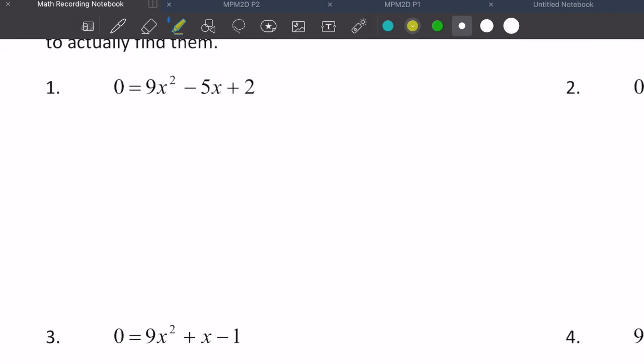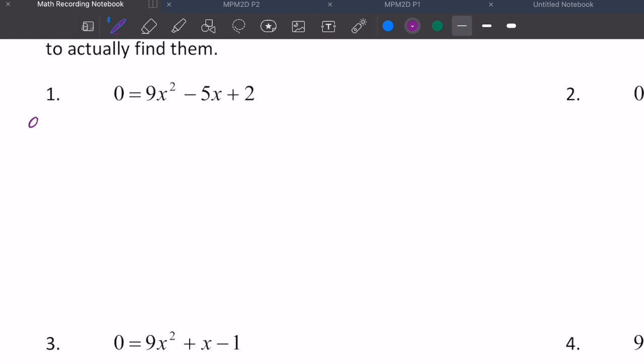How we're going to do this is very similar to starting a quadratic formula: we're going to identify our a, b, and c. Our a is 9, our b is negative 5, and our c is 2. Instead of writing the full thing, we're just going to write b squared minus 4ac. This is the stuff underneath the square root. This is our discriminant.